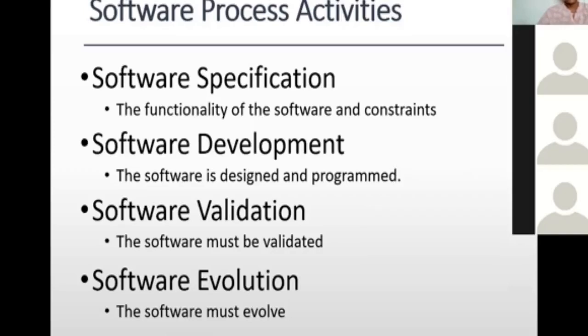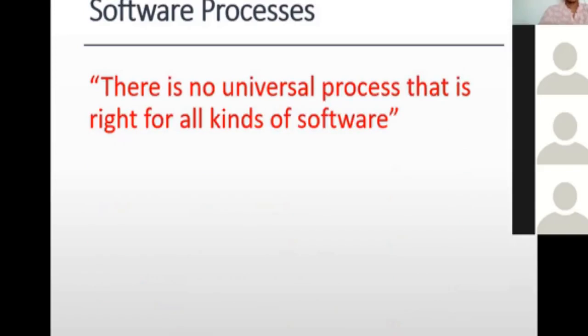Then we have to develop under software development. We have designed it, we have to program it, and then we have to test it, and then we can deploy and install it in the customer premises, and according to any changes, we can make the changes. So that is software evolution. Okay, so those are the interrelated activities in the software process.